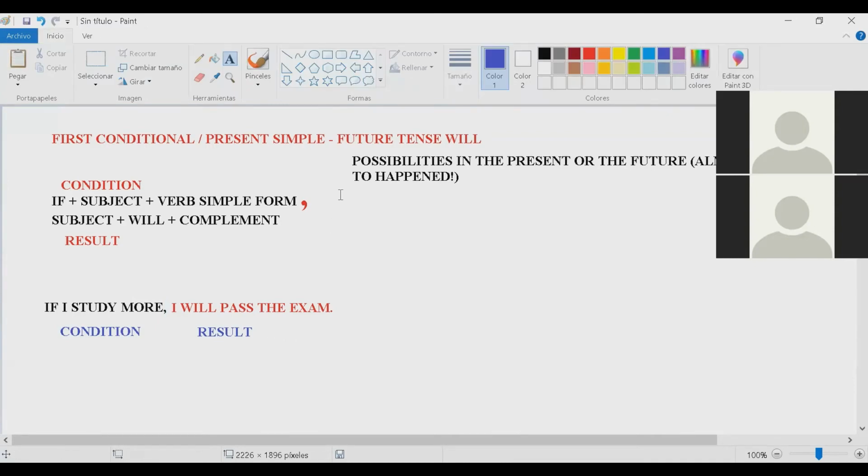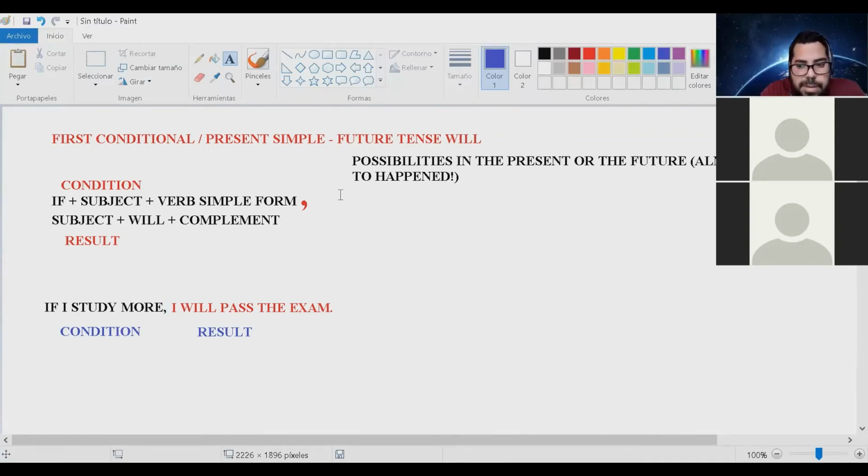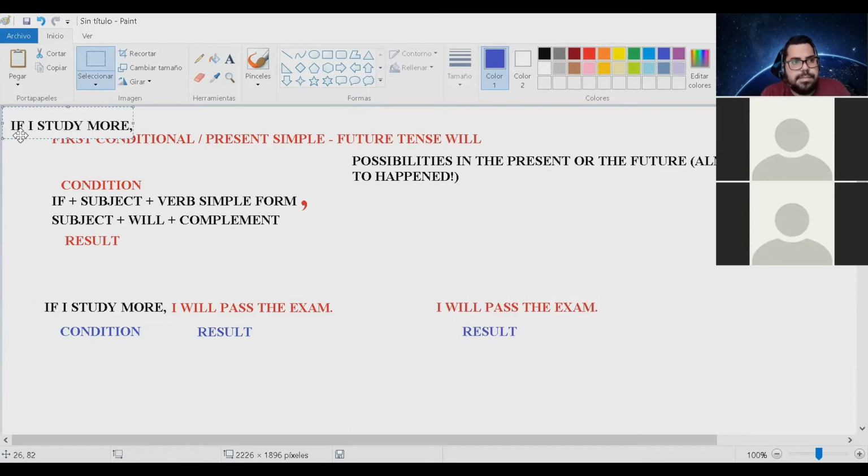There is a question that the students normally ask me at this moment. Teacher, can we switch the order? Can we write it the other way around? For example, like this. Let me copy and paste. Teacher, can we write it like this? Because this is a typical question, guys.